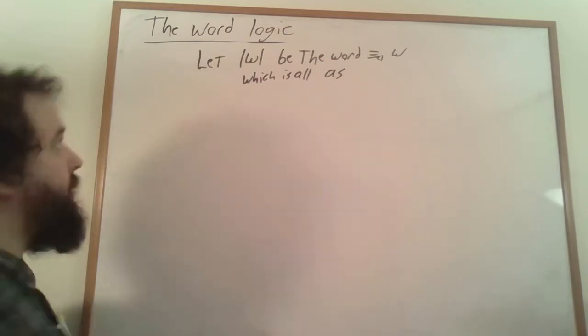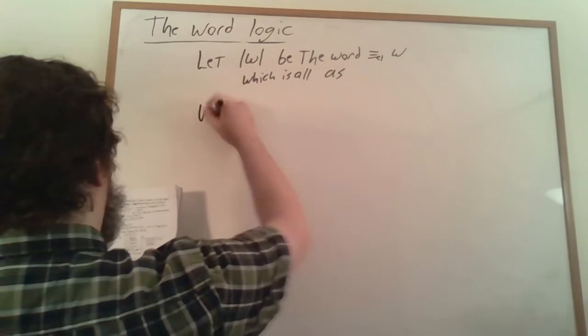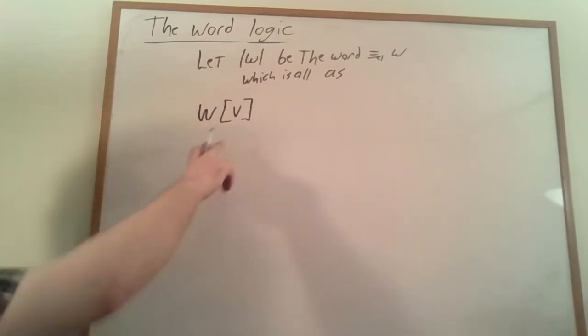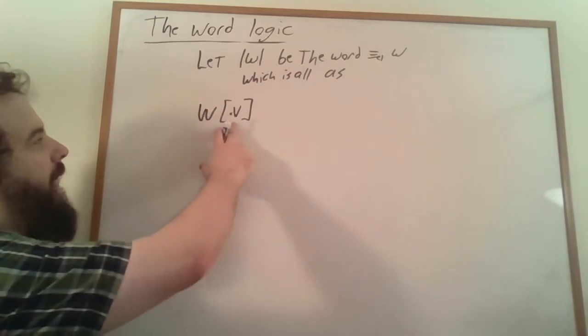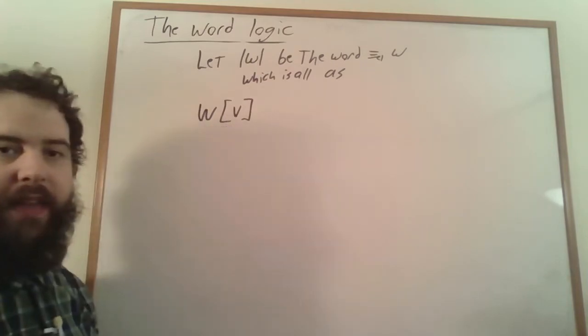I'm also going to want to define the shorthand w brackets v. We want this to indicate the character of w at the position given by the length of v.